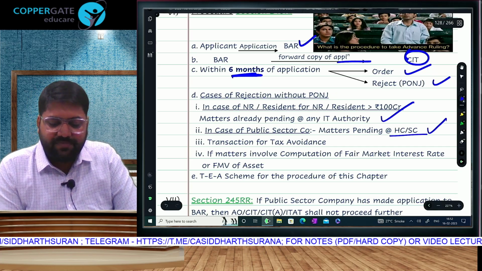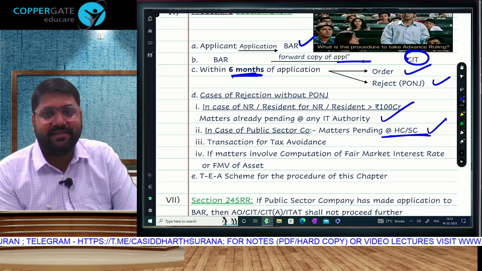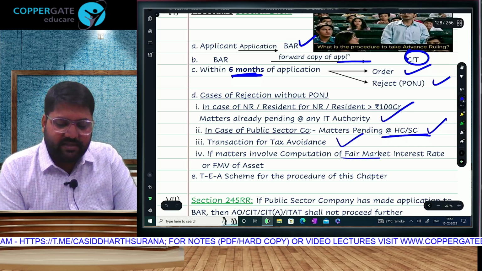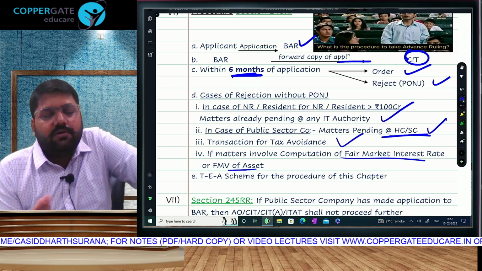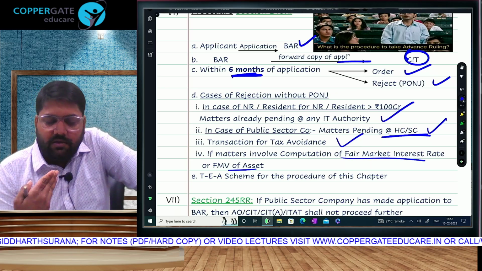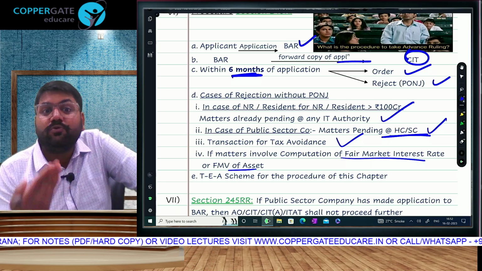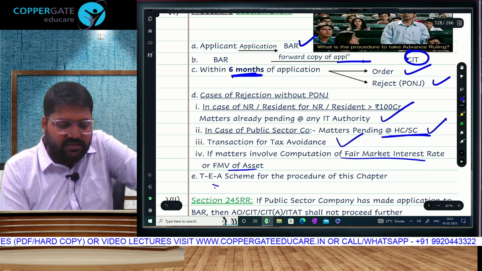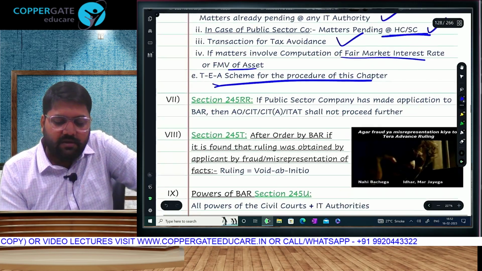For a public sector company, if it is a pending matter at the High Court or Supreme Court, because the first three levels it has to be pending, then only it will be accepted. Any transaction designed for tax avoidance, or any transaction which involves fair market interest rate or FMV of an asset, this is a question of fact, which is not the work of the advance ruling department, BAR. Their job is to tell you the law, not to compute FMV of any asset, and BAR will also function in a faceless manner. So a T scheme will be here also.